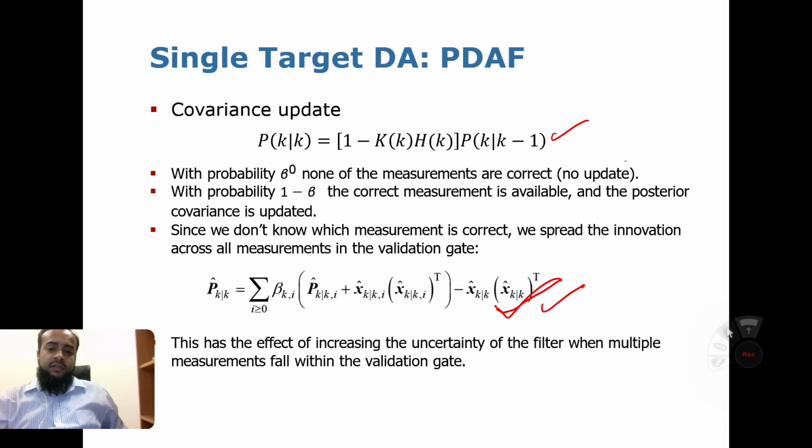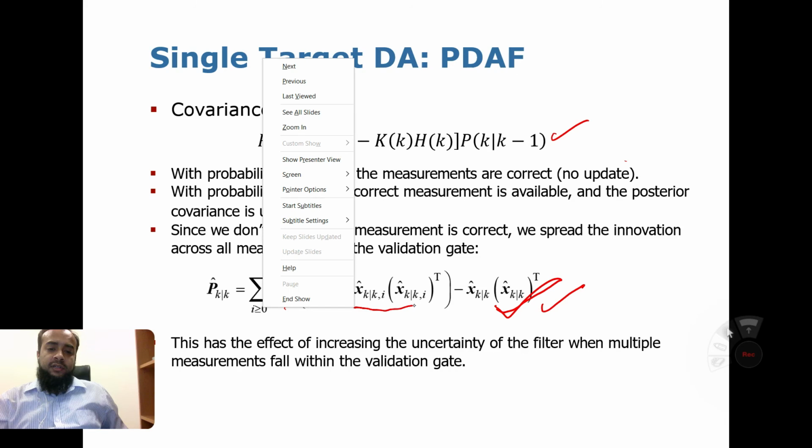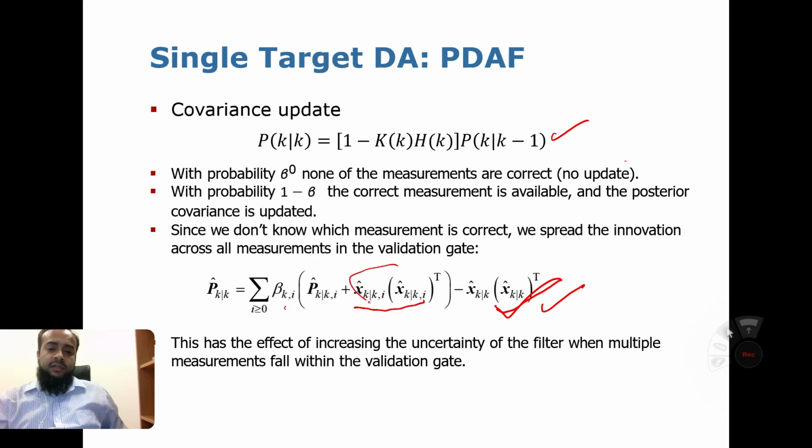So here our covariance will become the sum of all covariances with the beta association, and we should add this thing and this thing. In this way, we can spread the innovation across all the measurements in the validation gate, because we do not know which measurement is correct. So this has the effect of increasing the uncertainty of the filter when multiple measurements fall within the validation gate.